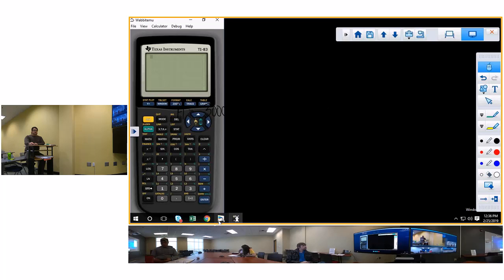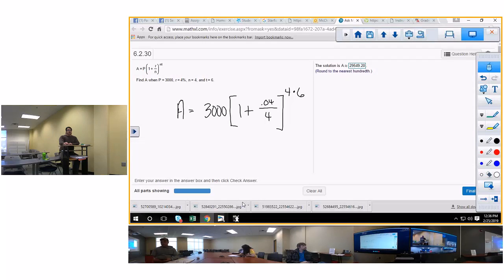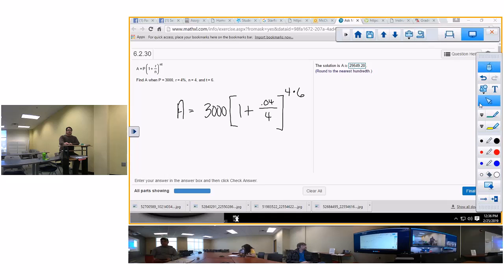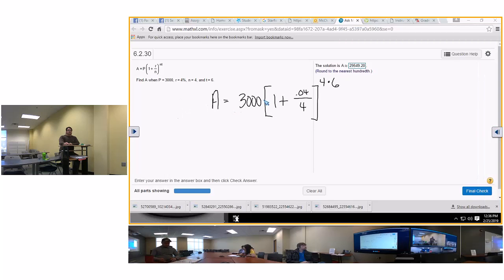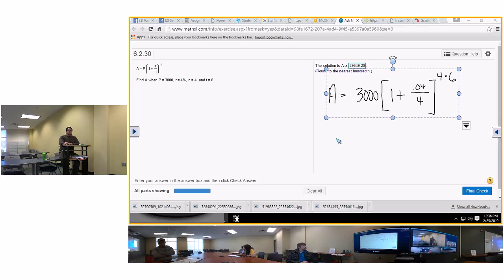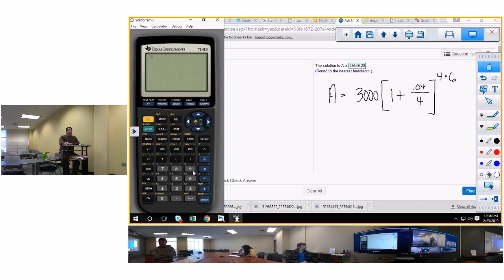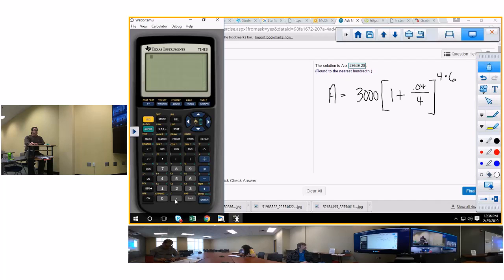All right, so here we go. I'm going to move this over first. If it'll let me move it over. There we go. And hopefully y'all know how to type it in, but if you don't, this is the way you do it. First of all, you start with the fraction, 0.04 over 4. So you type in 0.04 divided by 4. And then you hit equals. Then what do you do?